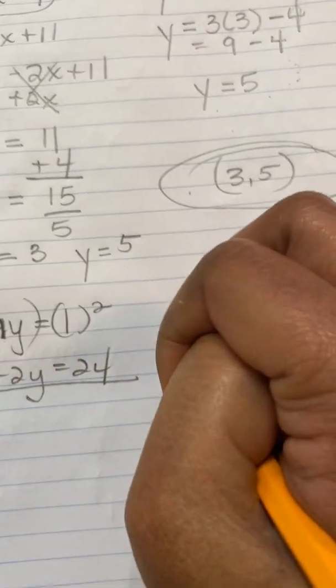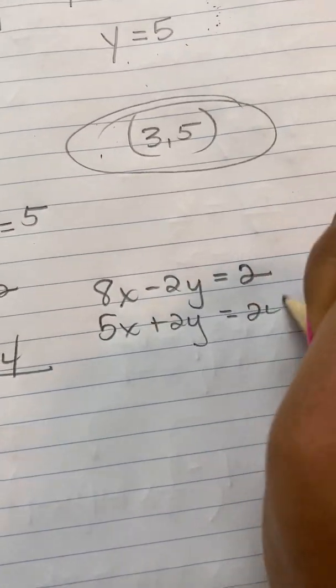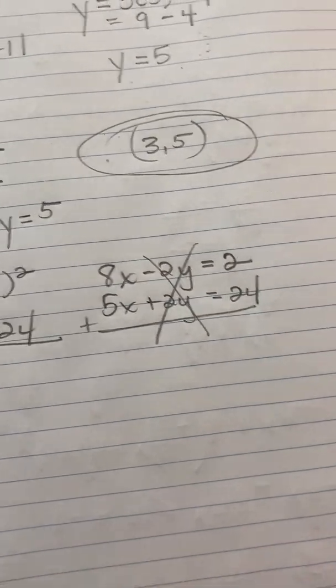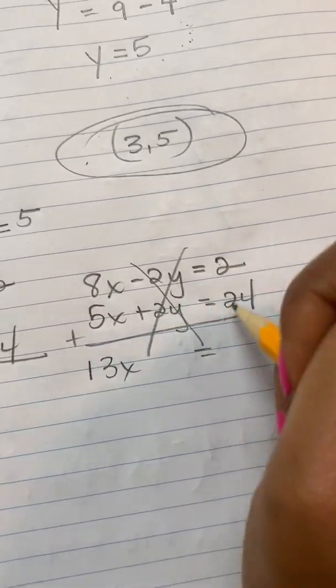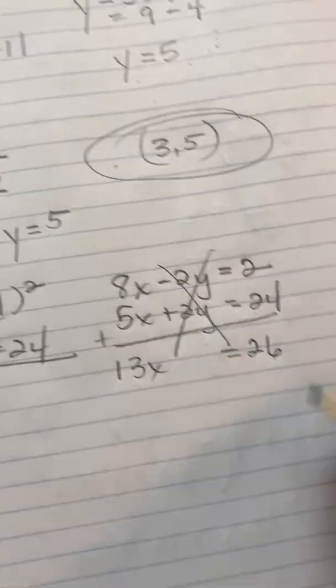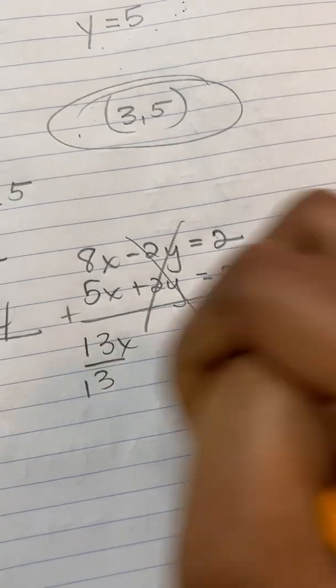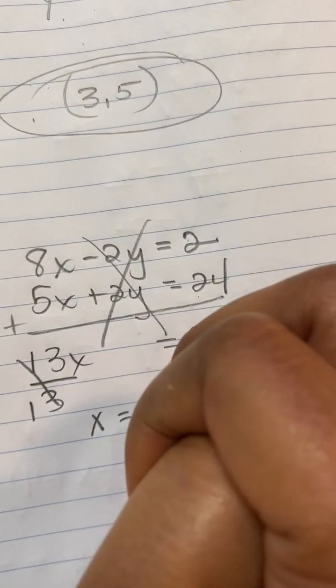Okay, let me bring down that 5x plus 2y equals 24. Well, we're going to eliminate. 8 plus 5 is 13x. And 2 plus 24 is 26. Divide both sides by 13. And 26 divided by 13 is 2.